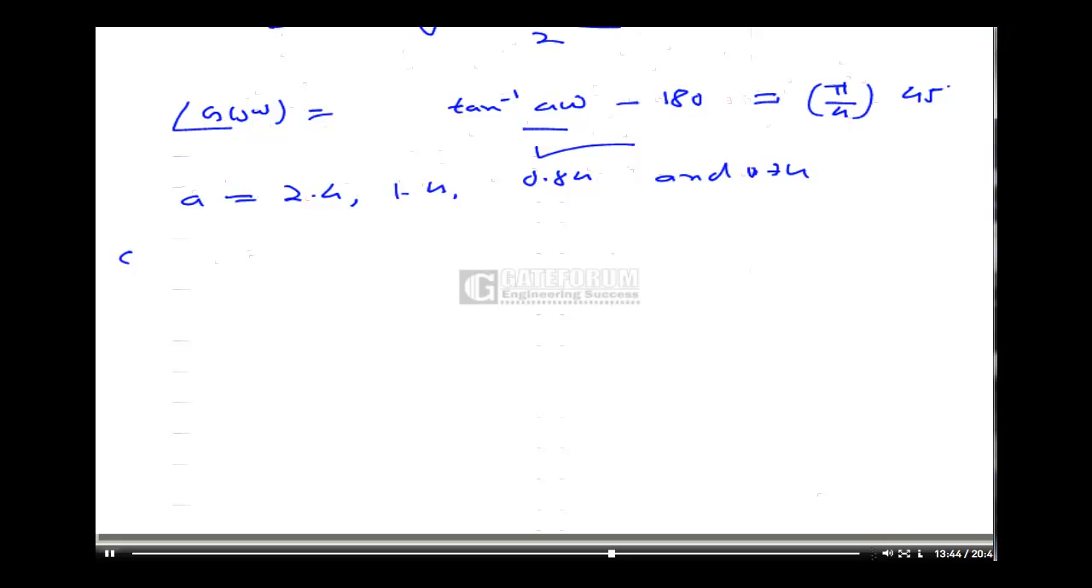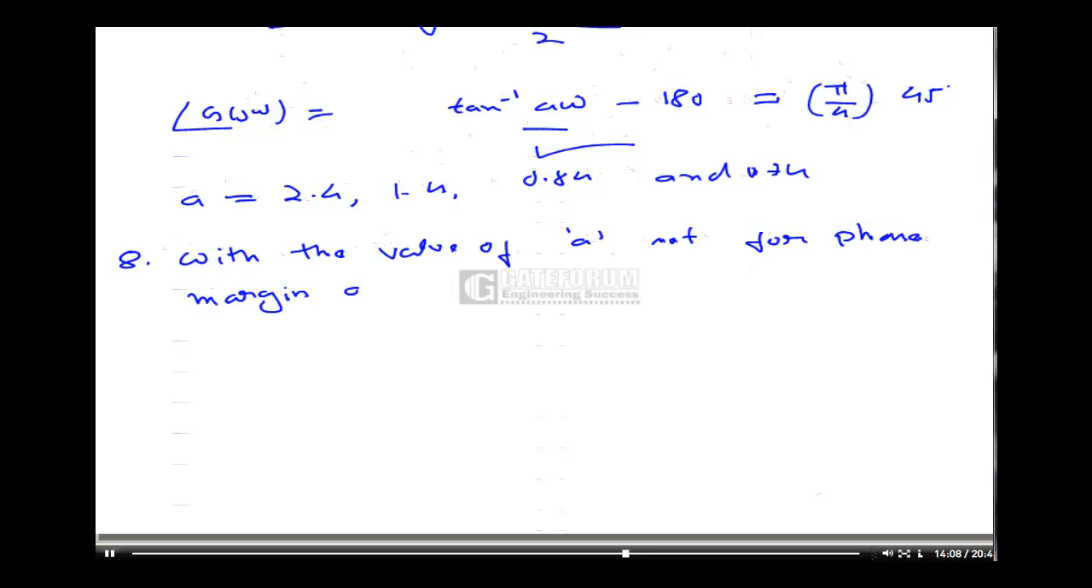Second part of this question, let that be question number 8. Now with this value of a, set for a phase margin of pi by 4, we have to find the value of the unit impulse response of an open loop system at t equal to 1 second.